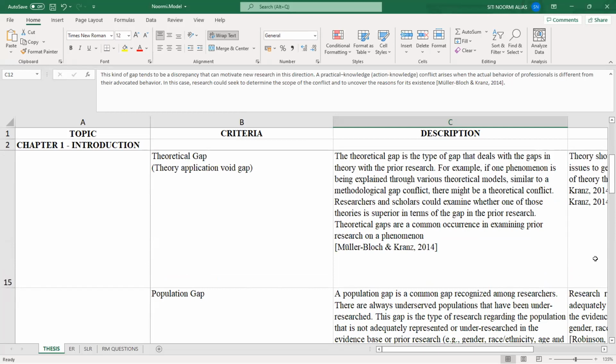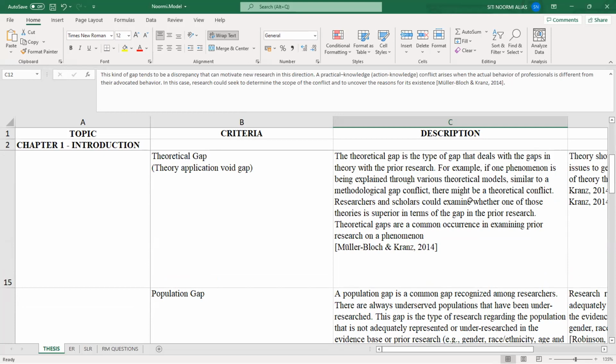Ni contoh theoretical gap. Explanation regarding theoretical gap. Okay, so the theoretical gap is the type of gap that deals with the gaps in theory with the prior research. So for example, if one phenomenon is being explained through various theoretical models, similar to a methodological gap conflict, there might be a theoretical conflict. So researchers and scholars could examine whether one of those theories is superior in terms of the gap in the prior research.